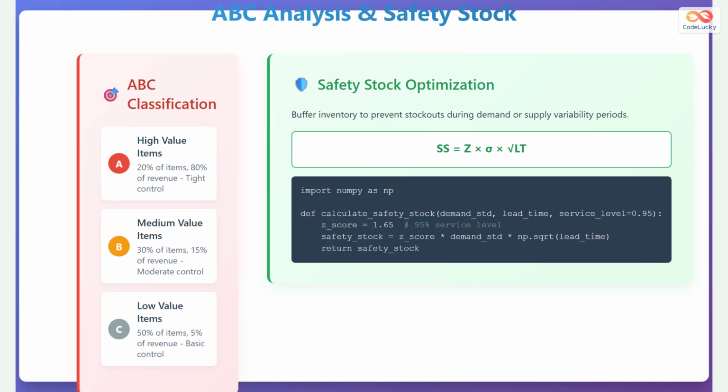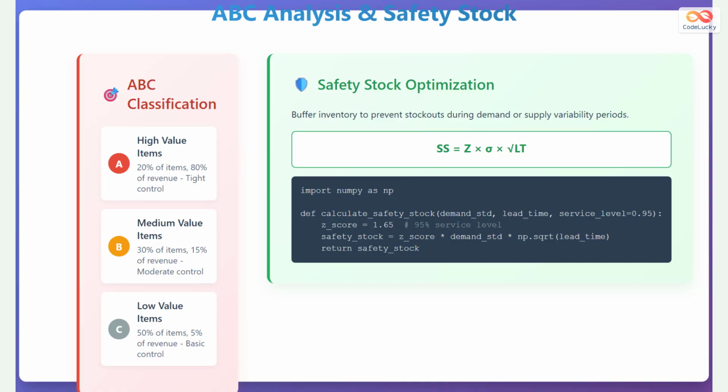Let's explore the ABC analysis and safety stock methods. For ABC classification, we can divide products into three categories. A, high-value items, which are 20% of the items and 80% of the revenue. For these, we need tight control. B, medium-value items, which are 30% of items and 15% of revenue. For these, we need moderate control. And C, low-value items, which are 50% of items and 5% of revenue, so basic control is needed for these.